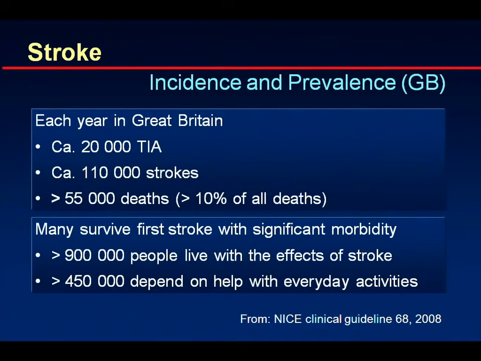If you look at the incidence and prevalence of stroke in Great Britain, in England, there are about 20,000 transient ischemic attacks per year in Britain, and about 110,000 strokes. And half of these people die. So it's a real major health issue. Total of all deaths in England, more than 10% of those are due to stroke.